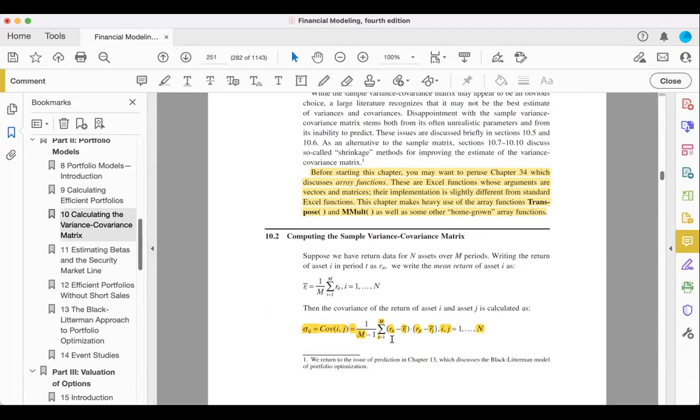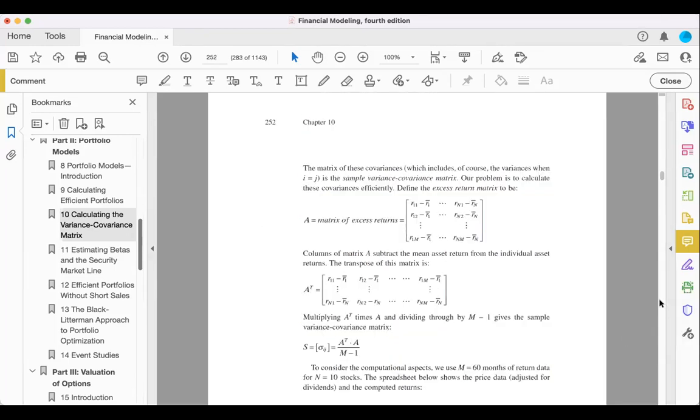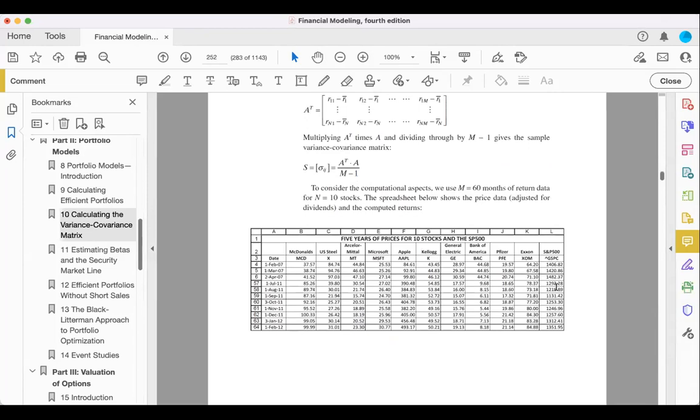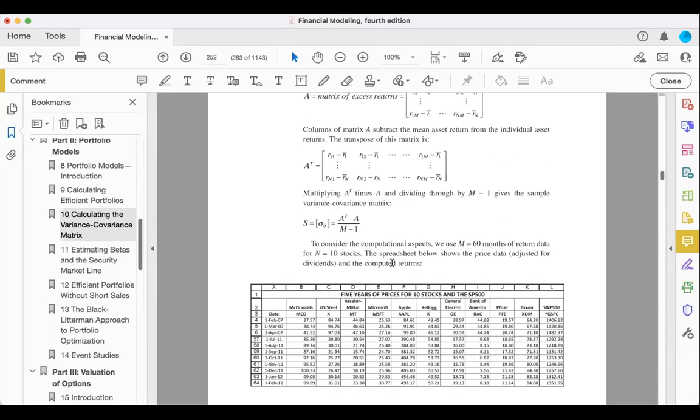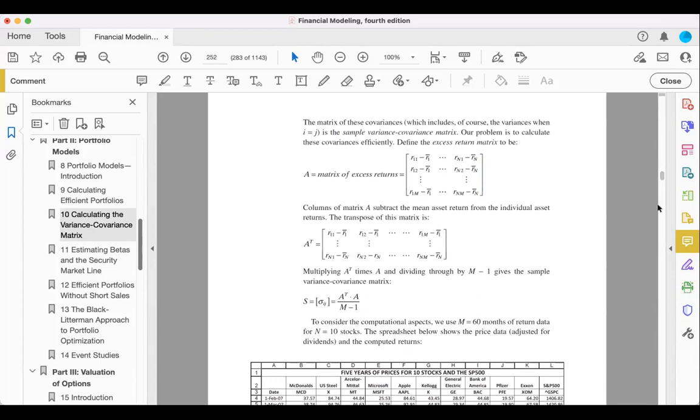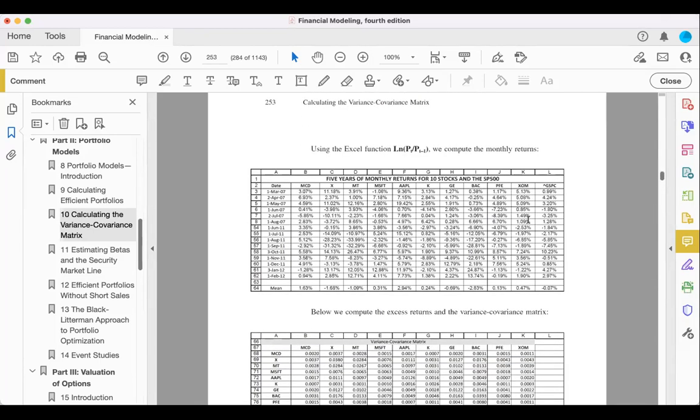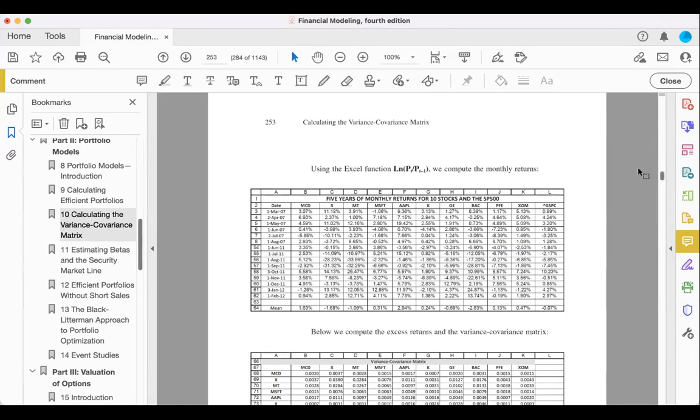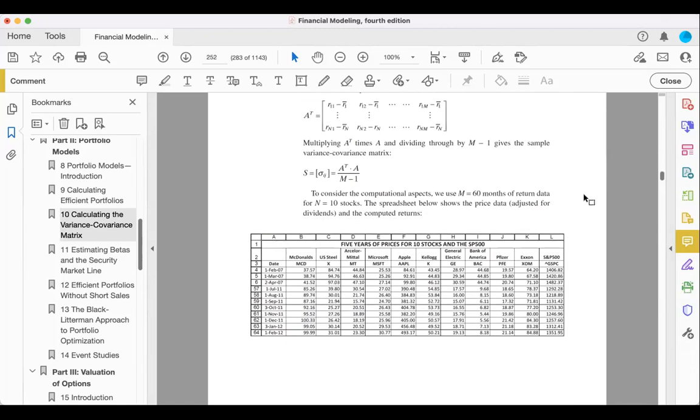Now, how to transform this analytical formula into matrix computation or matrix calculus? See, here we have, in page number 252, okay. We have 5 years of prices for 10 stocks and the S&P 500. So the S&P 500 is the market index of the US market. So it is like Tadawul here in Saudi Arabia, right?